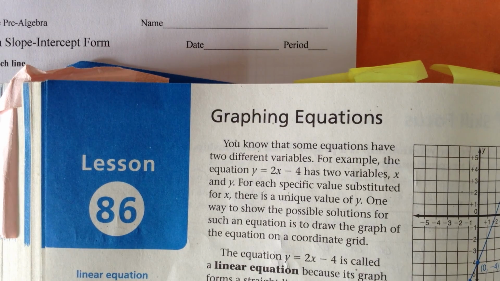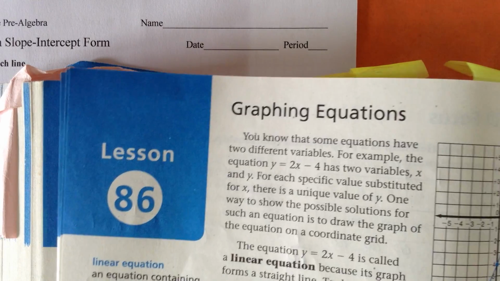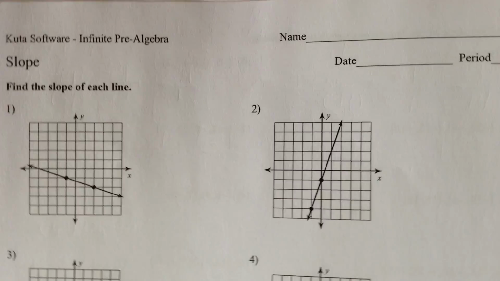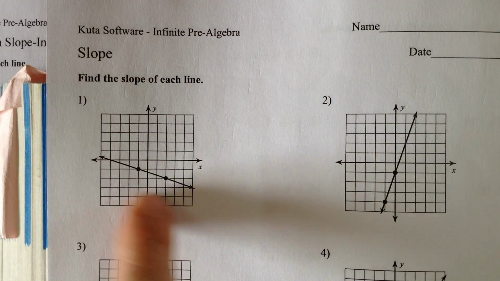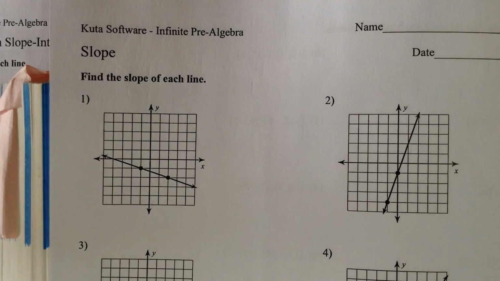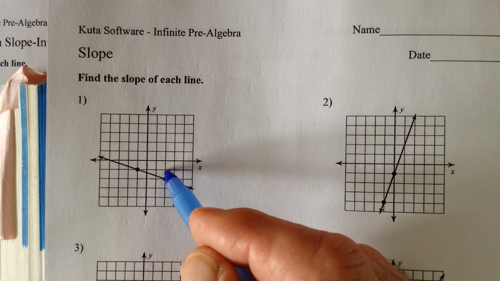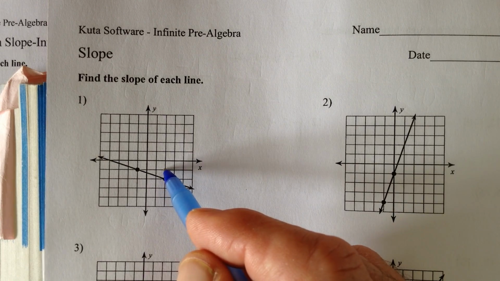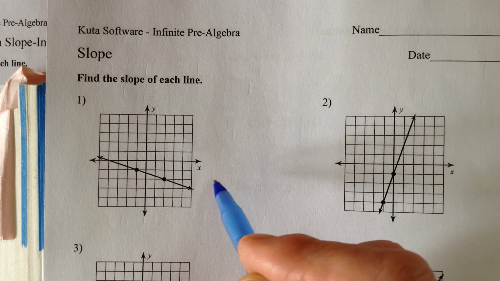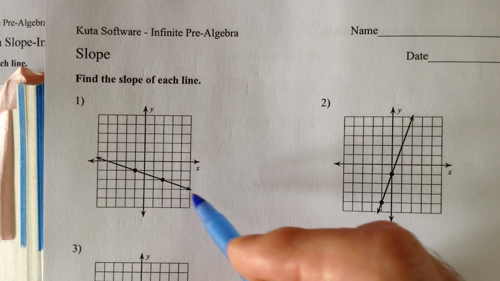Okay, lesson 86, graphing equations. Just review before we get into 86. This is what we've done before: the slope, where if you're given a line with two points on the line, you're able to figure out the slope by counting the y and the x. So this would be a positive y going one up, and then negative 1, 2, 3 x going across. So that would be 1 over negative 3, or negative 1/3. Okay, that was the last lesson.